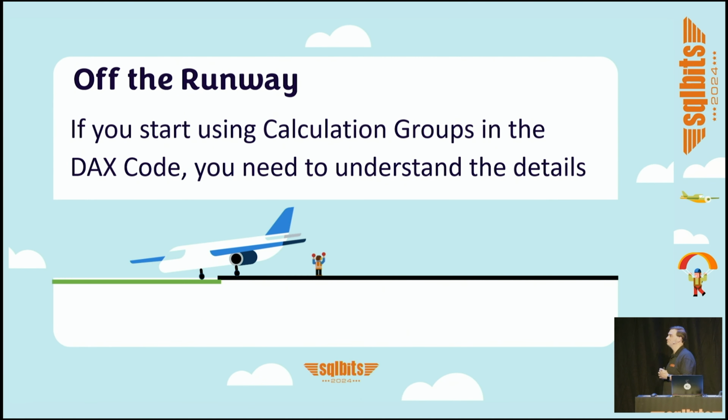This is where you may go off the runway, is if you start taking the code for calculation groups, because remember, it's just a table. Calculation groups behind the scenes is just a table. If you start writing DAX measures and you are using calculation groups in those measures, I want to call year to date, I want to apply that filter, and you're calling the calculation group in your DAX code, at that point, you need to watch the warning signs. You need to know what you're doing because there's a lot underneath that may go wrong.